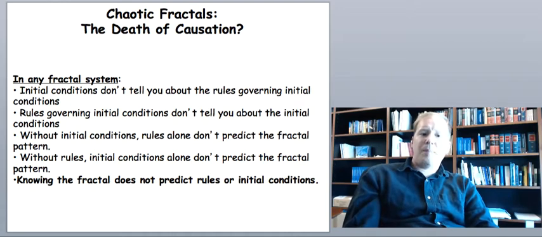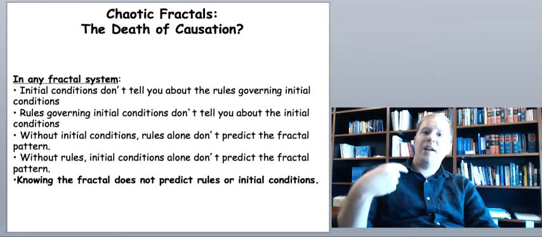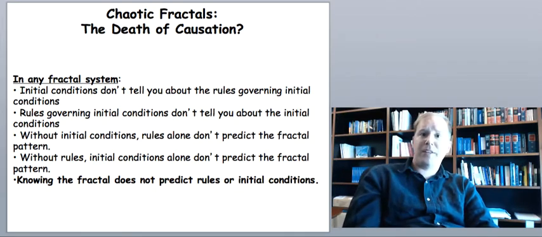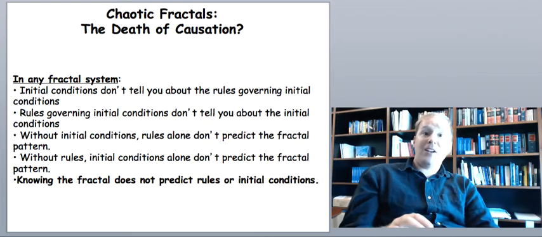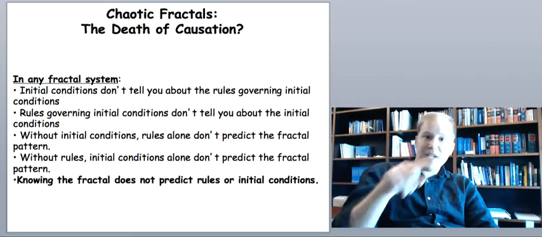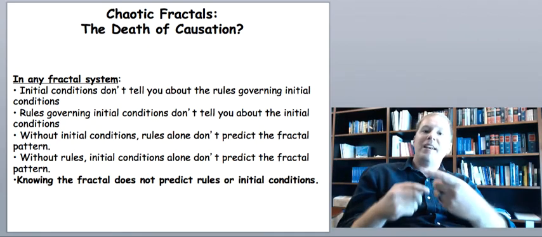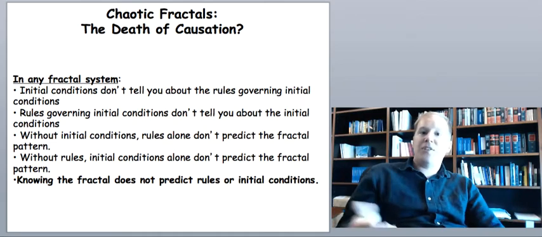And the problem with that about a fractal system is, number one, our initial conditions don't tell us the rules that are going to govern and create the fractal. Number two, the rules that we use to create the fractal don't tell us anything about the initial conditions that were there when the fractal started. And number three, without knowing the initial conditions, the rules alone will not predict for the fractal pattern. Number four, without the rules, the initial conditions will not predict for the fractal pattern. And finally, even if you have the fractal at the end of the day and you see the full picture, the fractal doesn't tell you the rules or the initial conditions you're dealing with. So we can never quite back out, if we don't know the initial conditions and the rules that are going to apply, what a given scenario is going to look like.